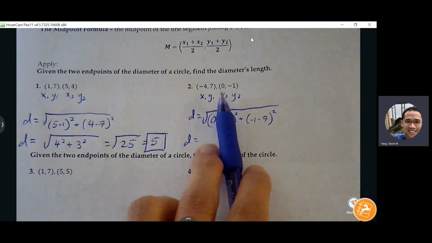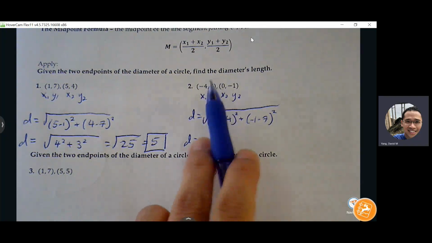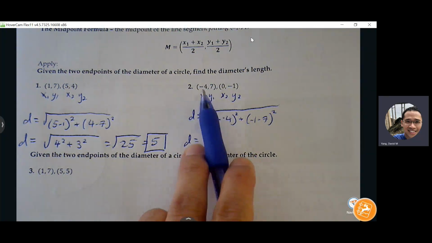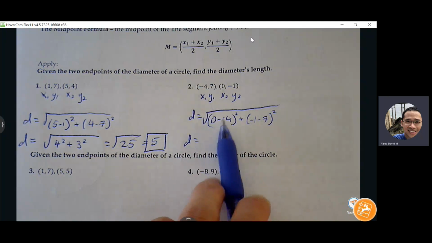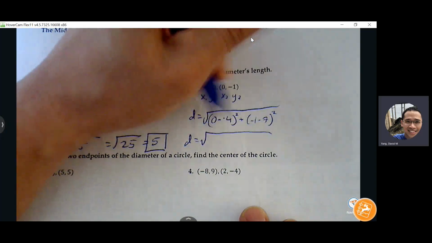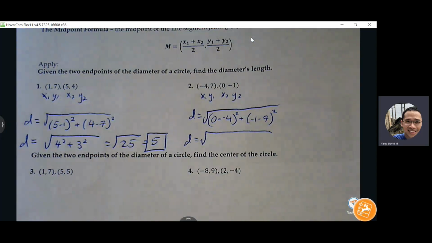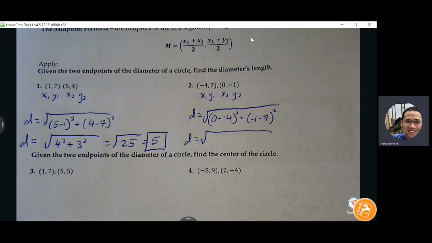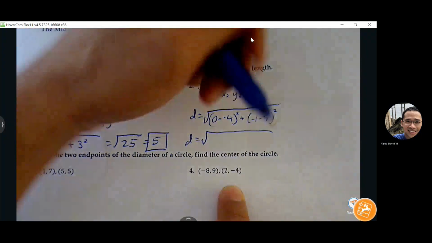Just be careful that when you're subtracting x and y values, if either x or y is already a negative, you have to keep track of that negative. So just be careful about that. In this case, it really doesn't matter since if you didn't do that, you'll still get 16, but it could throw you off if there's a different number in front here.